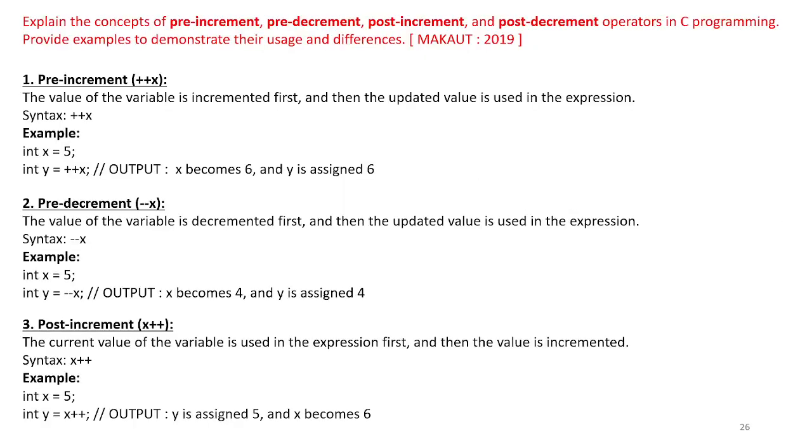Okay, I think it was before, yeah. So what it's telling is: explain the concept of pre-incrementer, pre-decrementer, post-incrementer, and post-decrementer operators in C programming. Provide examples to demonstrate their usage and differences. So this question was asked in 2019. As you can see here, this is pre-incrementer. So there is a link with the name.